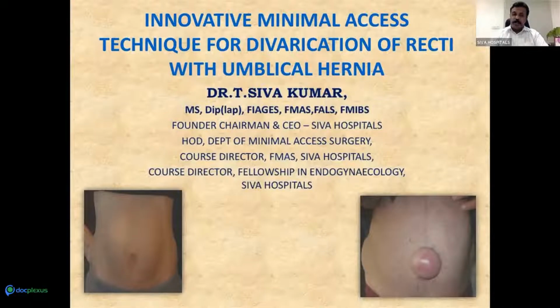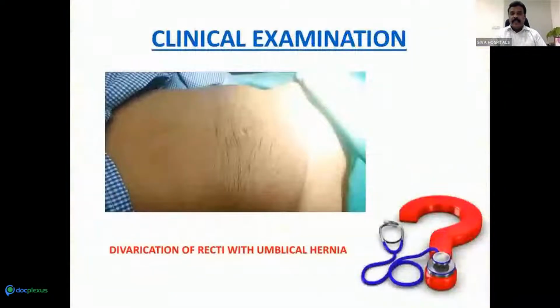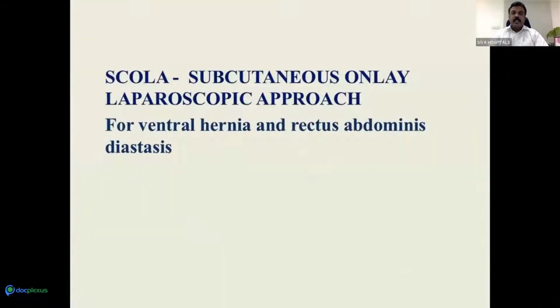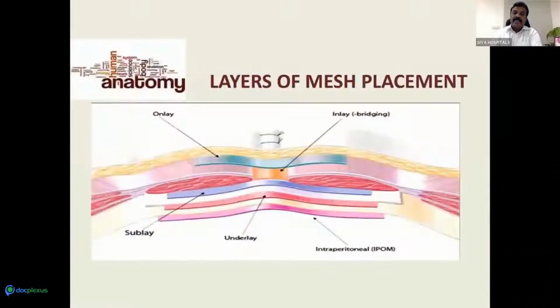We have so many techniques, but for the divergence of recti with umbilical hernia, we come across challenges sometimes. So the clinical examination is the patient with the divergence of recti with small umbilical hernia. So what we are going to do here is a subcutaneous only laparoscopic approach for the ventral hernia and rectus abdominis diastasis. So we come across now onlay mesh, sublay mesh, underlay mesh, and intraperitoneal mesh, and inlay meshes.